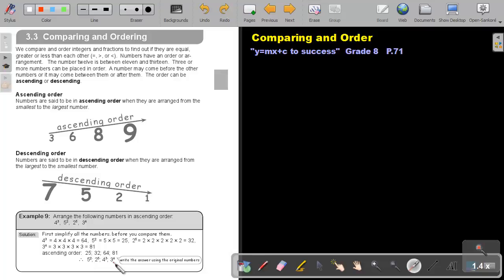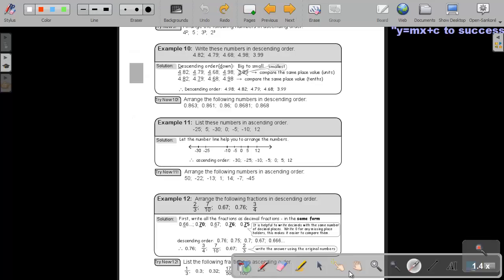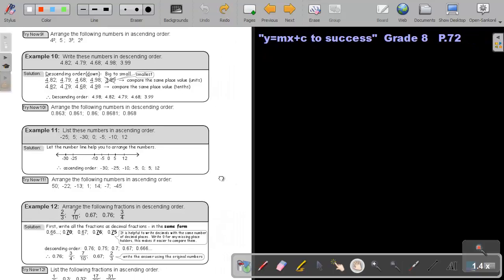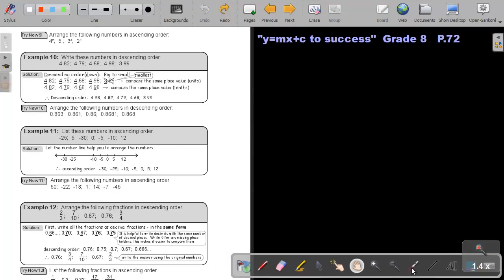Okay, let's look at an example. Arrange the following numbers in ascending order. Now, I want you to do this one. Stop the video, do it, and as soon as you are finished, you can continue with the video. Okay, this is try now 9.